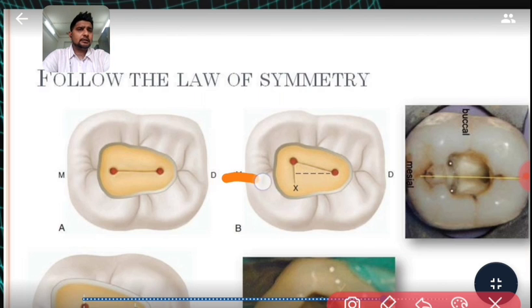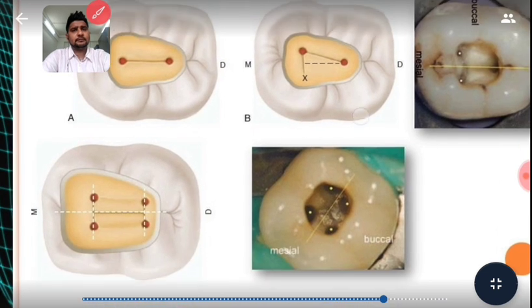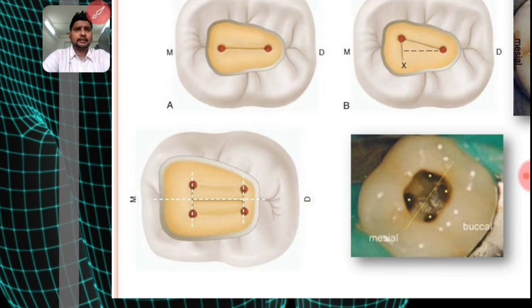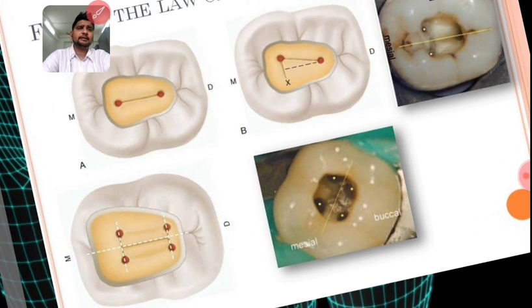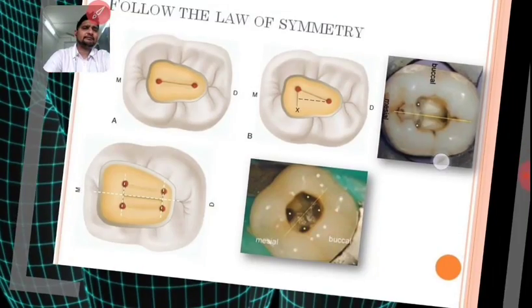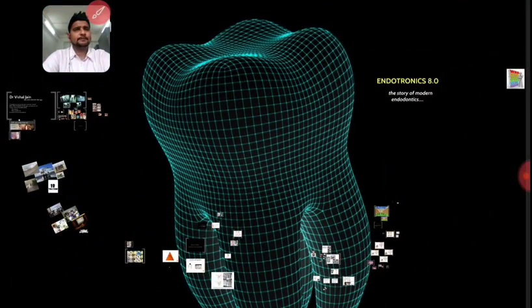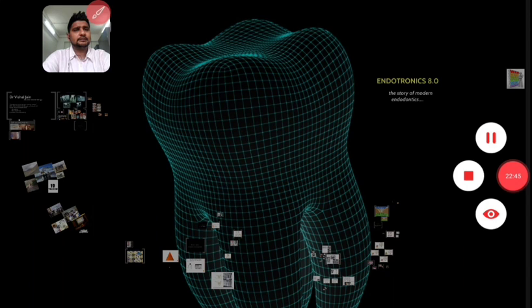a line drawn and only one canal is on the line and one is off center, then there is one more canal. Find that. Alright. Similarly, if you have a line drawn and both the canals are off the central mesiodistal line, there are 4 canals. So follow the law of symmetry. In 99.5% of cases this is true, and it makes your work easier to find all this.